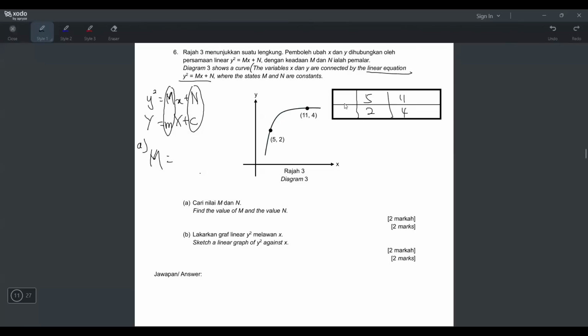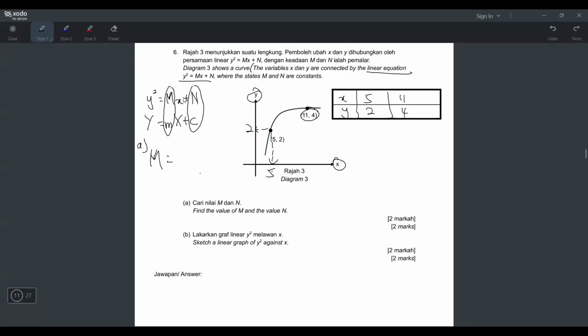x and y square. This is actually the x and y, because if you look at the x-axis, this is x, the y-axis is y. It means that this one, 5, sorry, it's the other way around. This is 5, this is 2, and this 5 is x, right? And then this 2 is the small y. Same for the 11, 4.